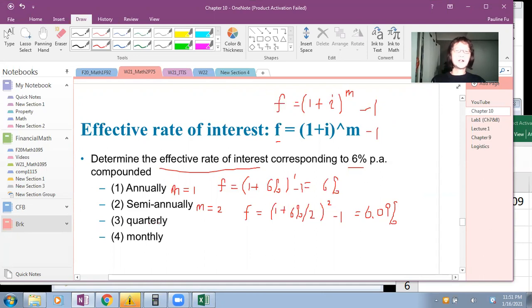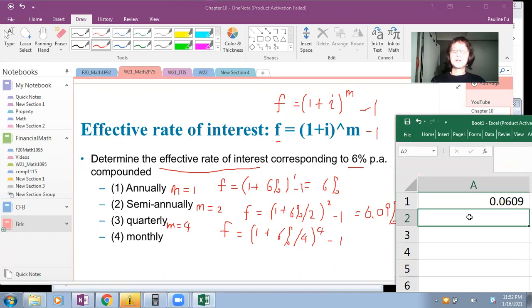So situation 3, quarterly. Quarterly means M equal to 4. So F equal to 1 plus I, which is 6% divided by 4, because it is compounded quarterly, and then raised to power 4, minus 1. Okay, so what is this number? It equals 1 plus 6% divided by 4 raised to power 4 minus 1.